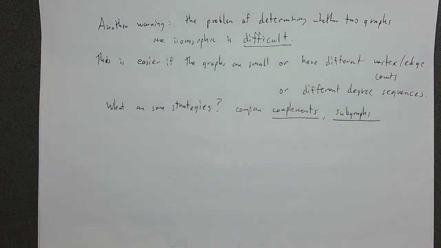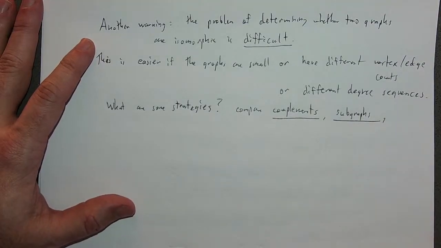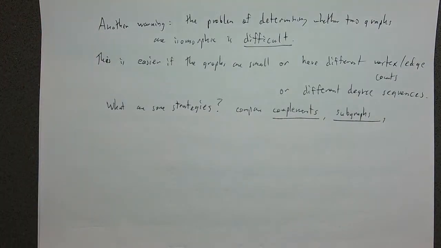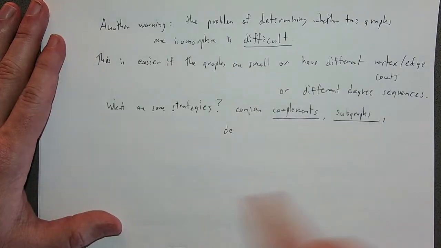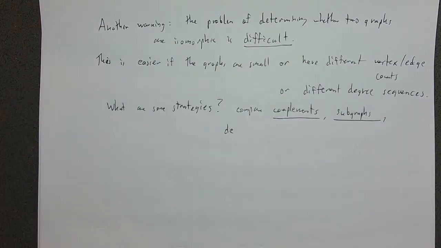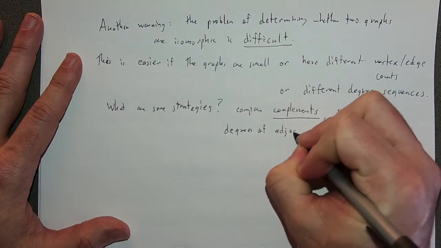What do I mean by that? If two graphs are going to be isomorphic, then the subgraphs they contain should also be identical. So if one of them contains a subgraph that the other one does not, that's a problem. So compare complements, subgraphs. You could compare degrees of adjacent pairs of vertices, instead of the entire degree sequence itself, which is just the degrees of each vertex listed in, say, descending order.